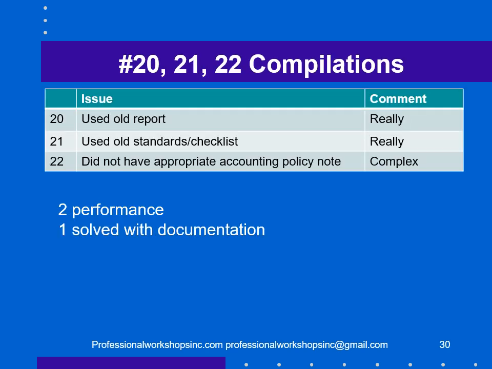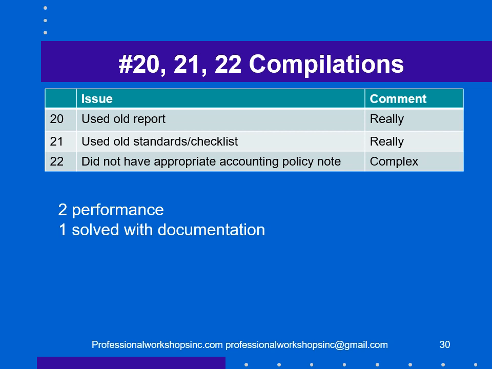20, 21, and 22, compilations. Two are significant performance deficiencies, and one which is actually in two parts, which is solved with documentation. Some people have apparently used the old report, and I forget when these standards were changed, but come on, use the proper new report. Some people have used the old standards and a checklist appropriate for the old standards. Come on, really, gotta use the new stuff. So update your forms and update your performance. Do it the right way.